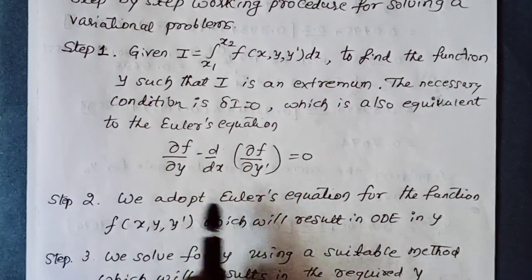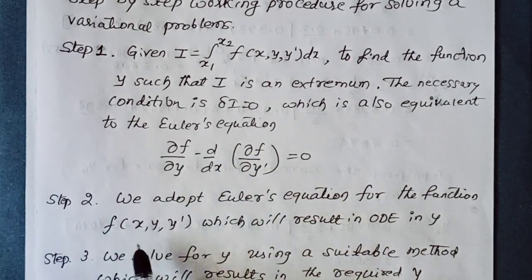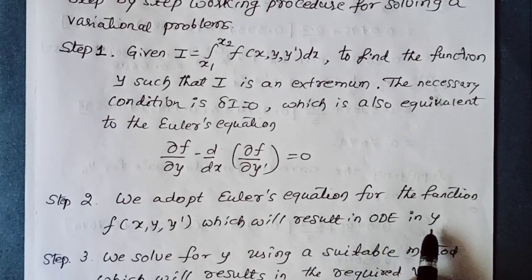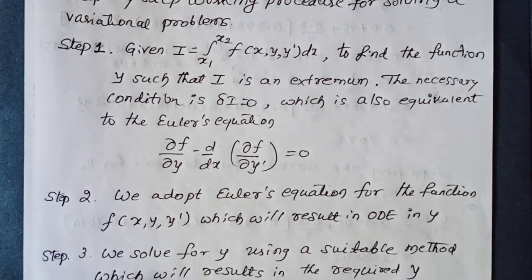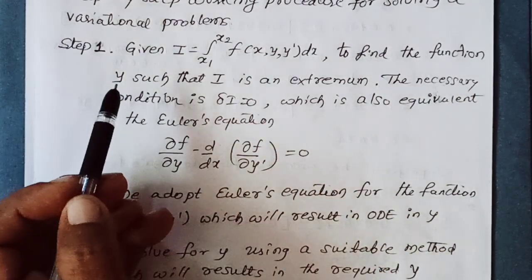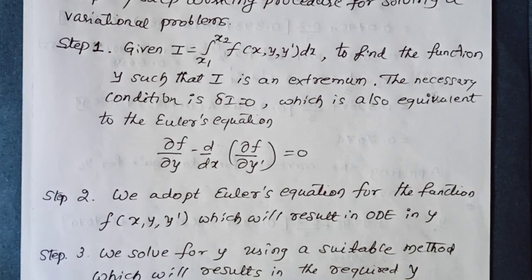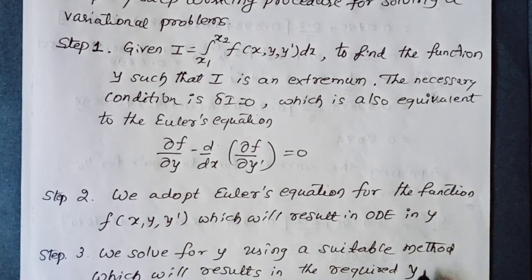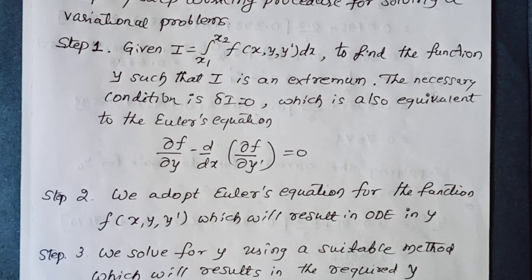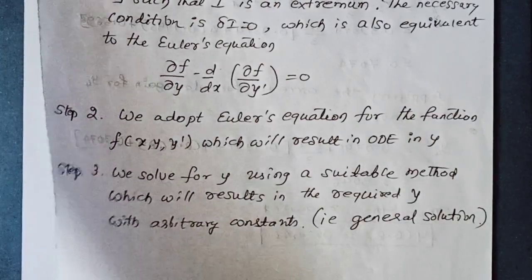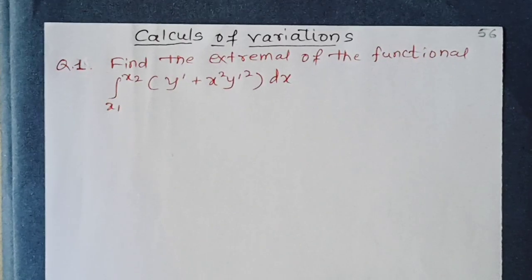In the next step, we apply Euler's equation for the function f of x, y, y dash, which will result in an ordinary differential equation in y. In the last step, we will solve for y using a suitable method, which will result in the required y with arbitrary constants, like k1, k2, c1, c2. That is the final answer, the general solution of this problem. Let us start solving this problem.